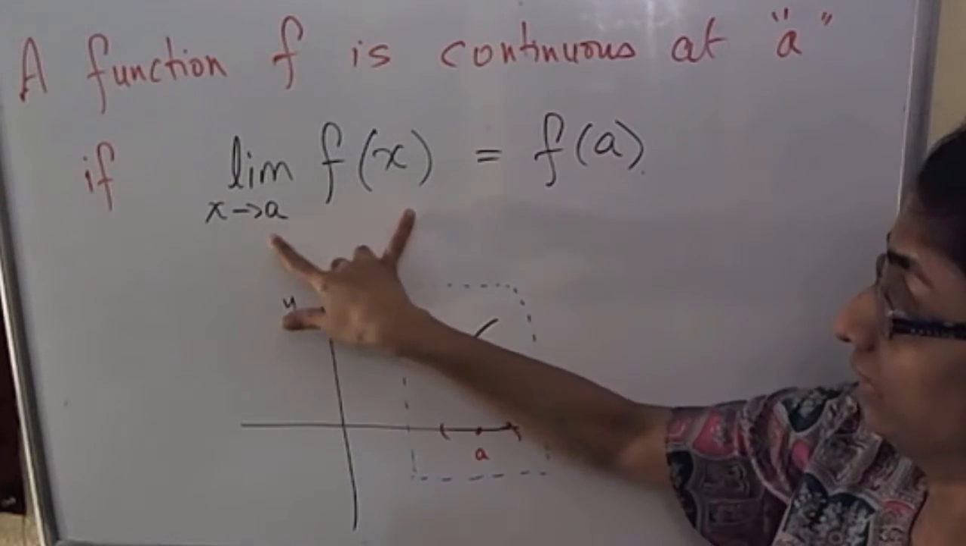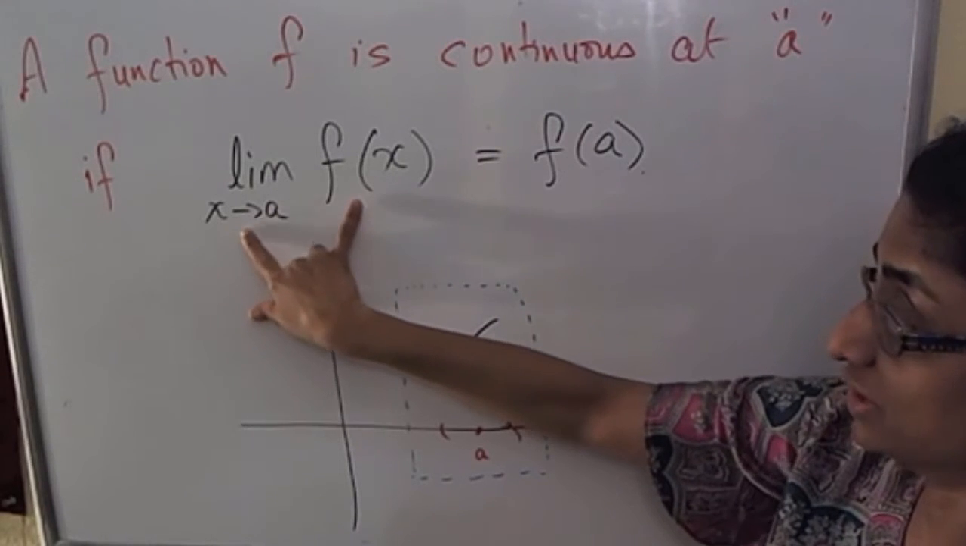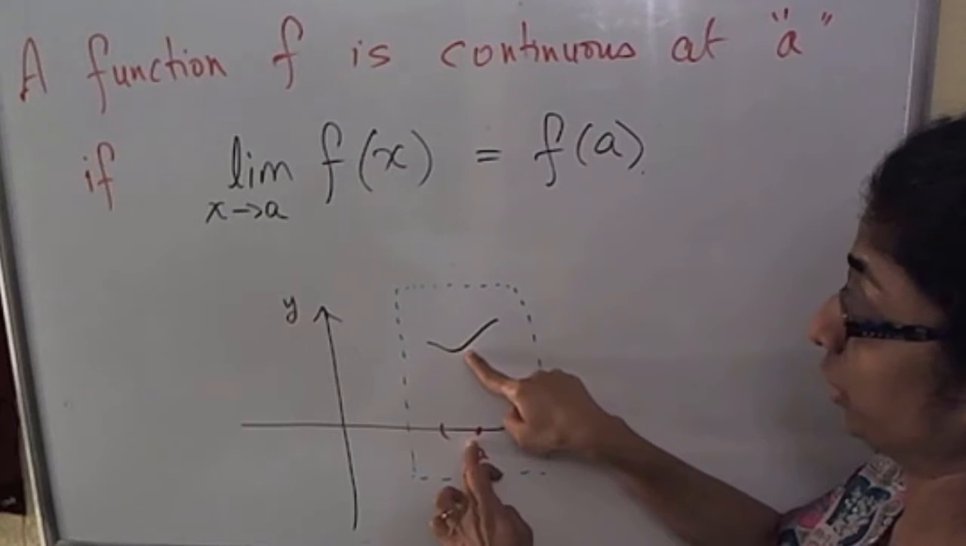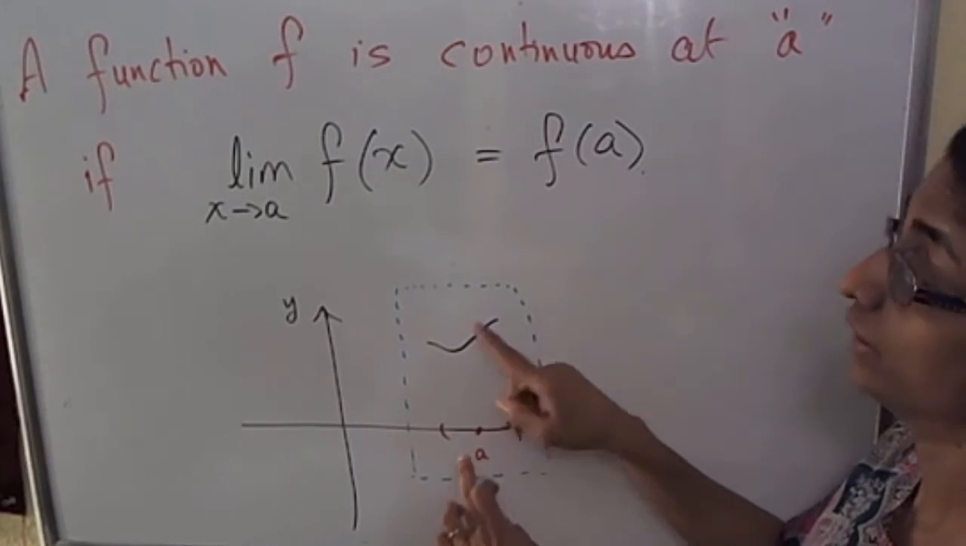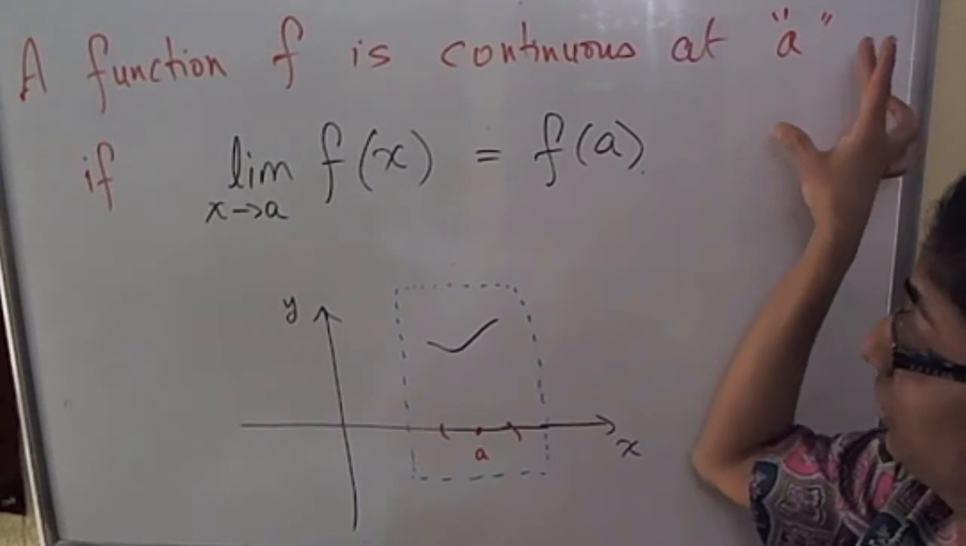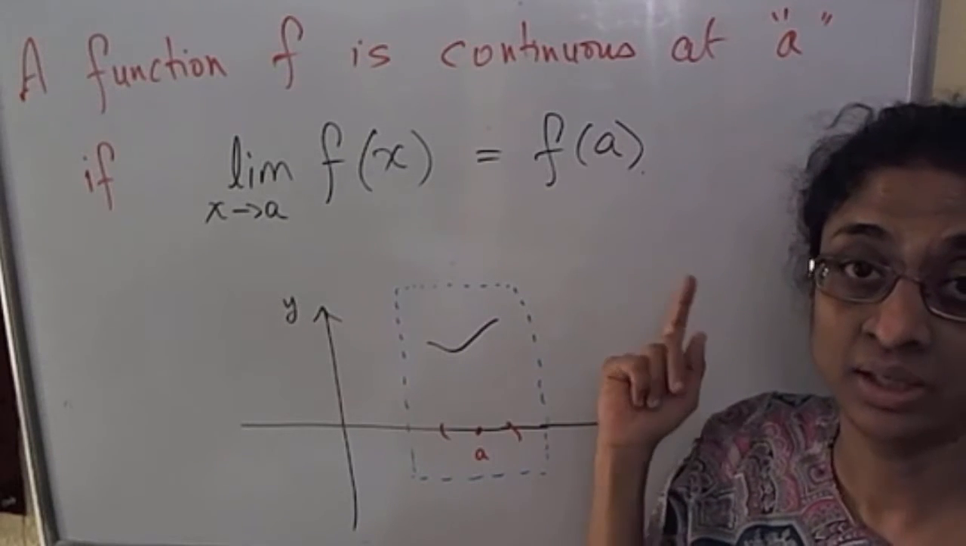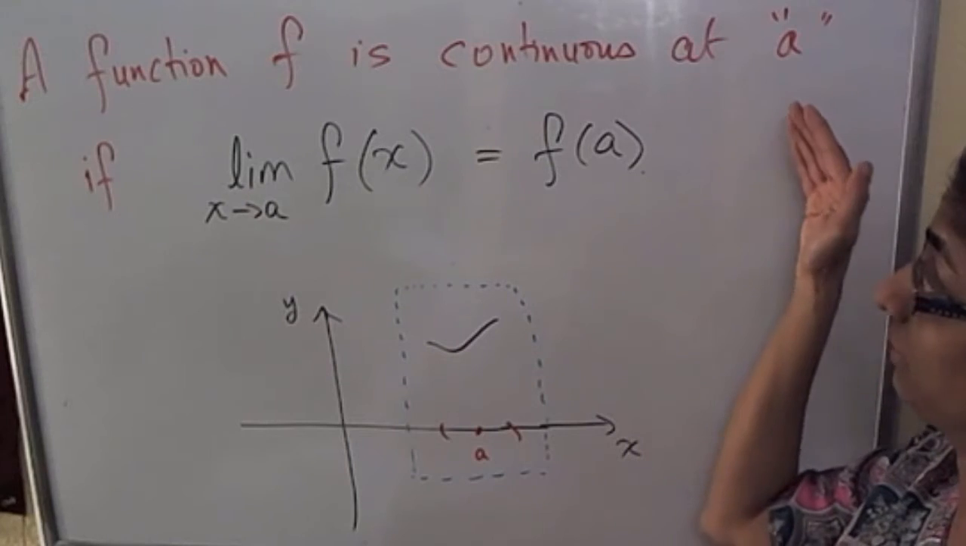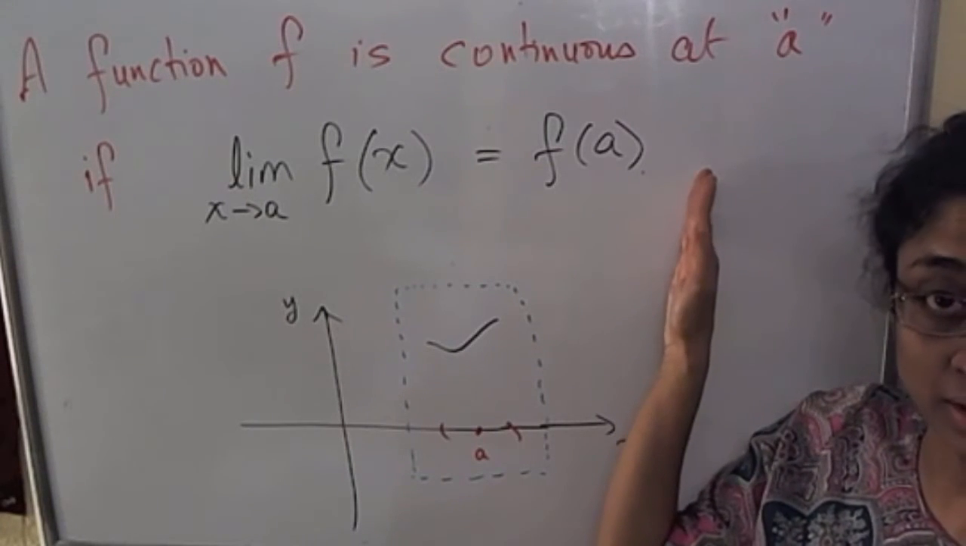That would imply that the limit of f of x as x approaches a, that is the two-sided limit, is exactly equal to f of a. So this is the definition that we will be using in the theorem that we're about to discuss. You will need to keep this definition in mind at all times.